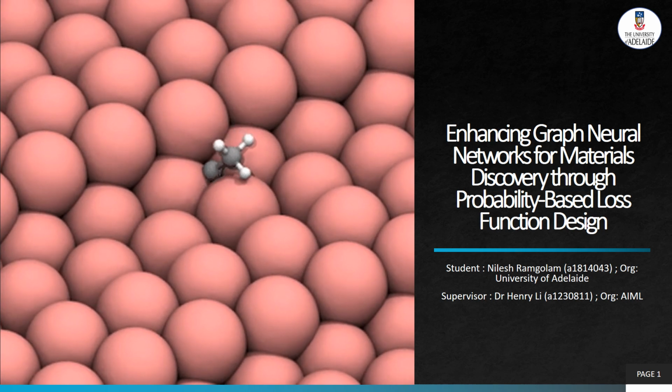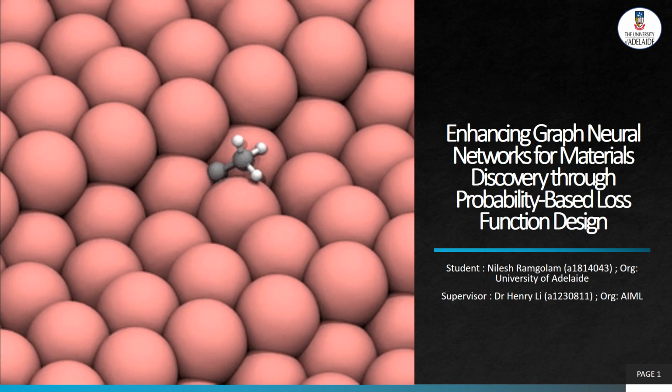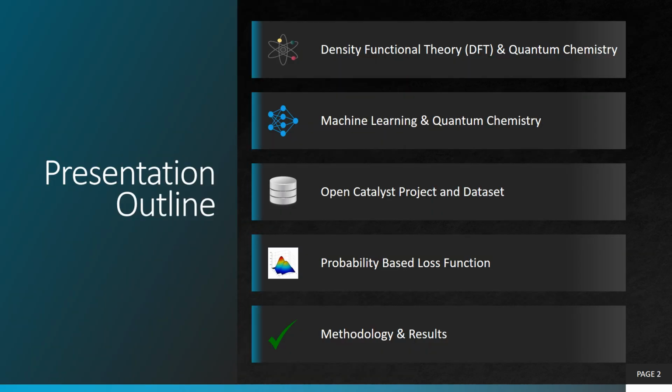Hi, my name is Nilesh Ramganam, and my project for advanced topics is enhancing graph neural networks for material discovery through probability-based loss function. I will first introduce the density functional theory and how it has been widely used in the field of quantum chemistry.